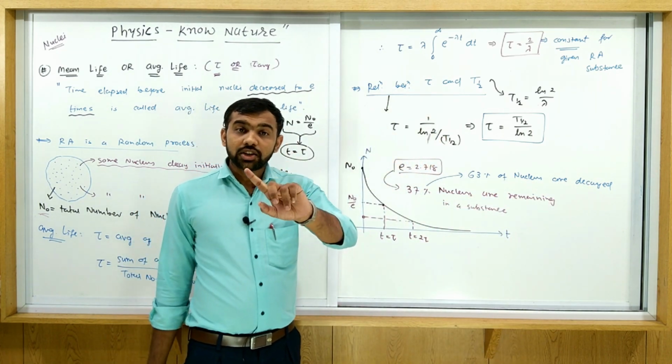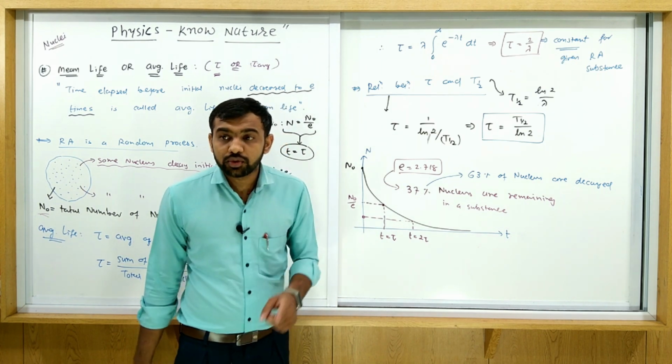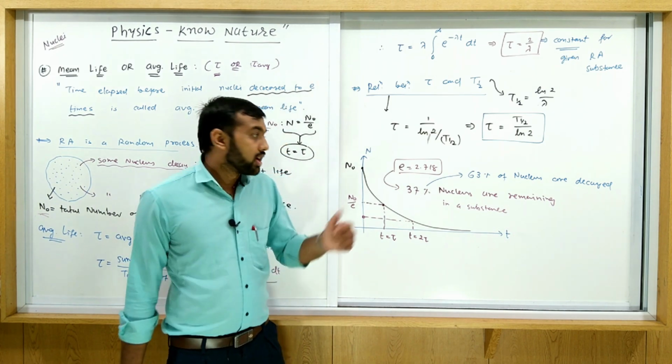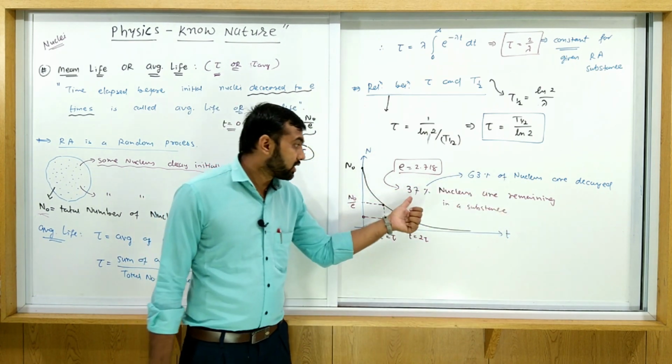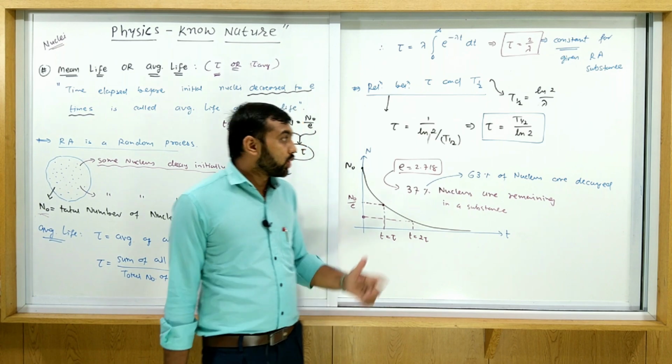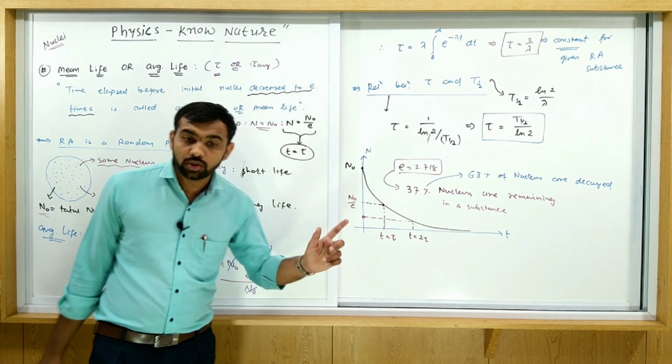Similarly, in a half life, 50% of nuclei are decayed. But in the case of average life, 63% of nuclei are decayed and 37% of nuclei are remaining. So all of you, pause your screen and note down all these things. Okay.